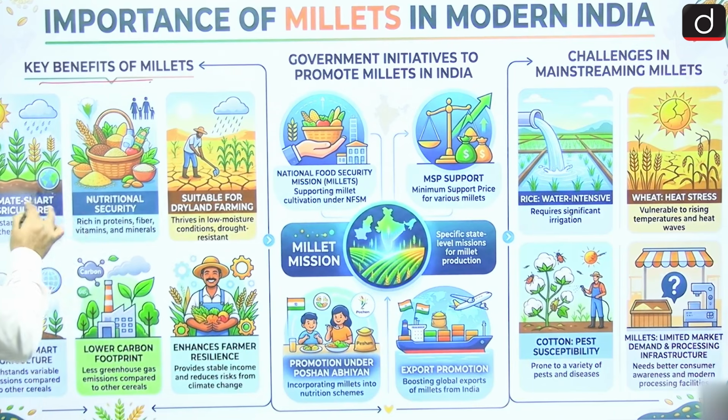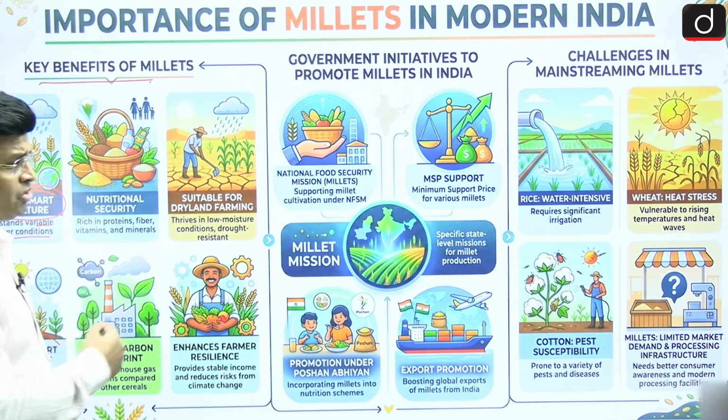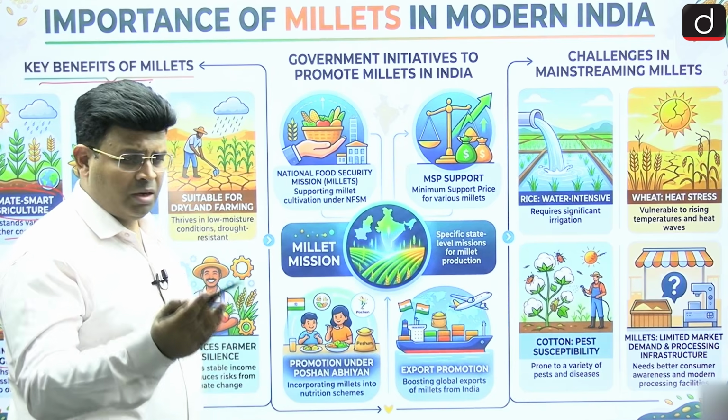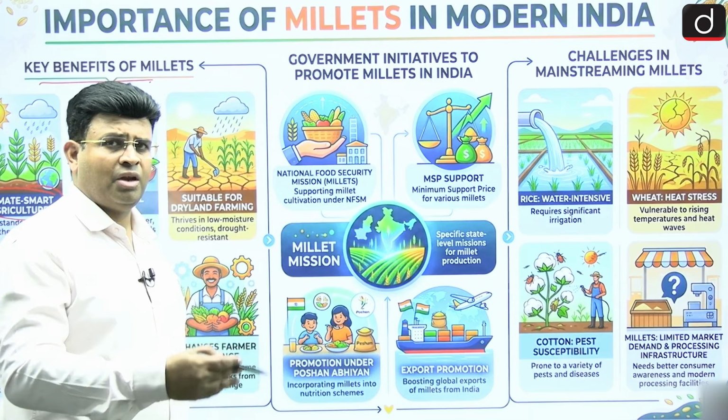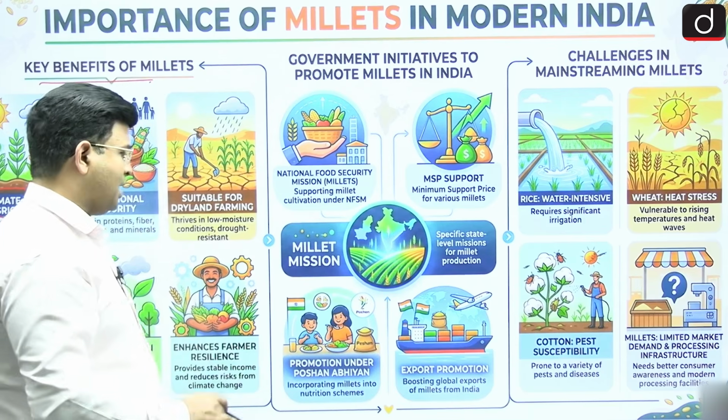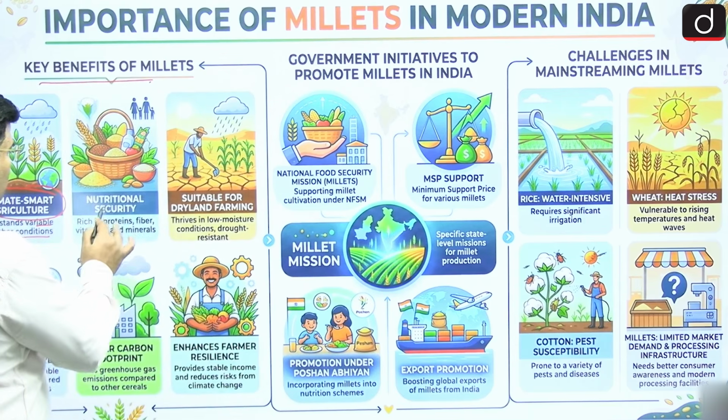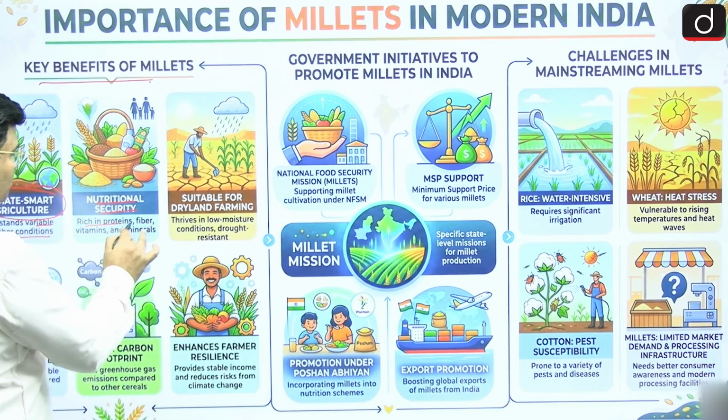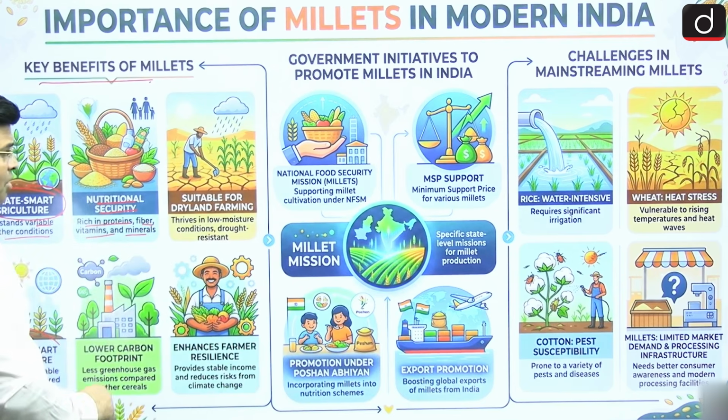I said the key benefits of it. Climate resilient means climate smart agriculture, you can say. The same way, it can withstand variable weather conditions. If the high temperature is varying, even then it can grow. If rainfall is reduced or a little bit more, it can grow in that condition. And it is rich in proteins, giving nutritional security, rich in protein, fiber, vitamins, minerals, etc.